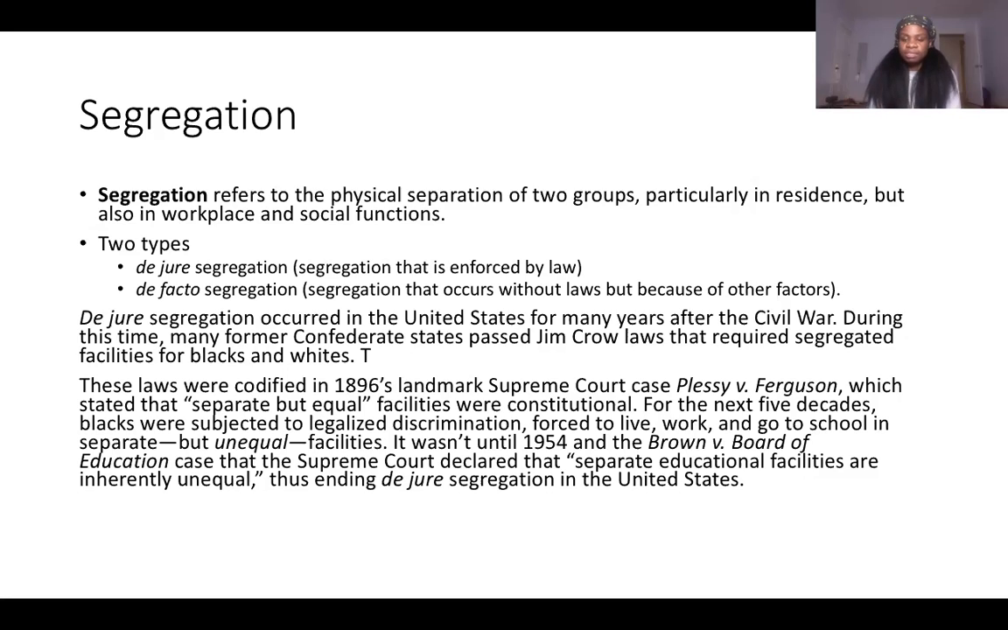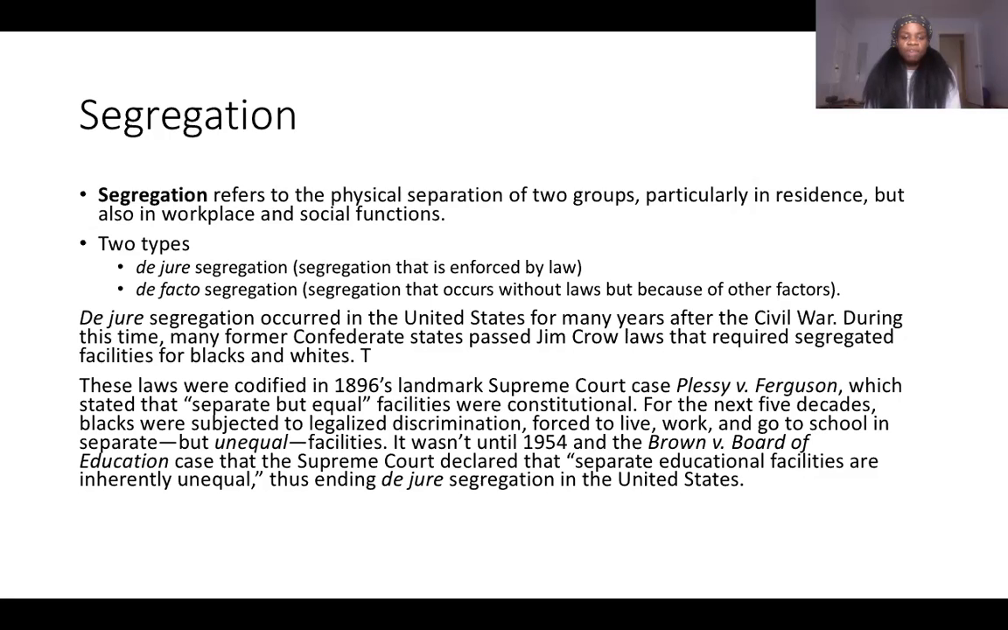There are two types of segregation: de jure segregation and de facto. De jure is segregation that is enforced by law, and de facto is segregation that occurs without laws, but because of other factors. So de jure segregation occurred in the United States for many years after the Civil War. During this time, many former Confederate states passed Jim Crow laws that required segregated facilities for Blacks and whites.